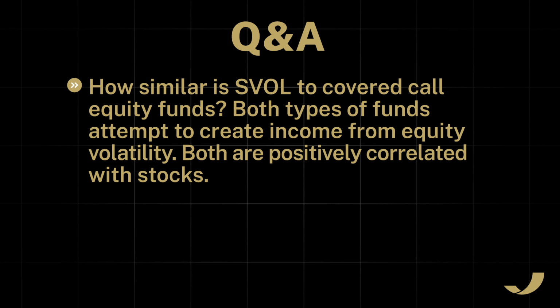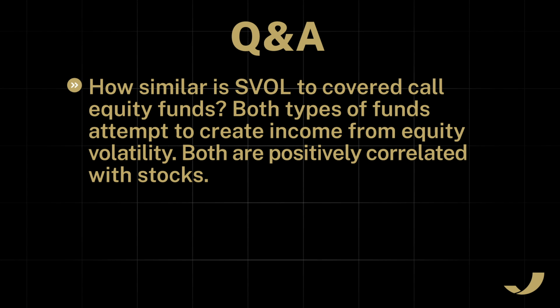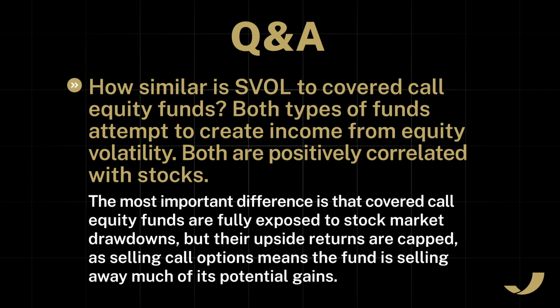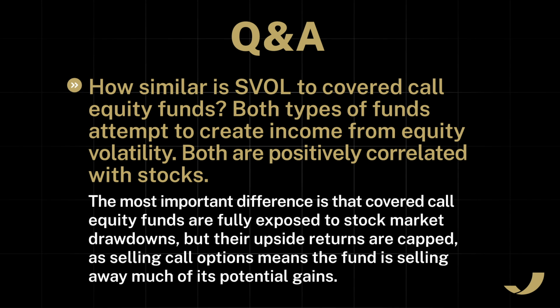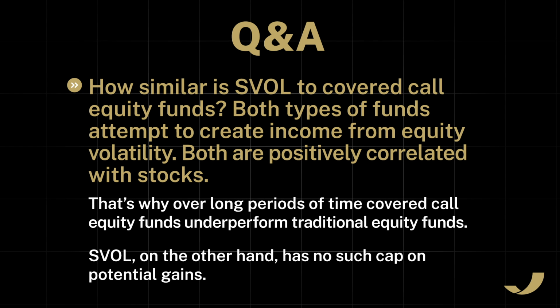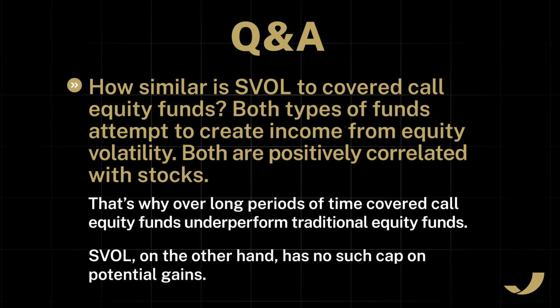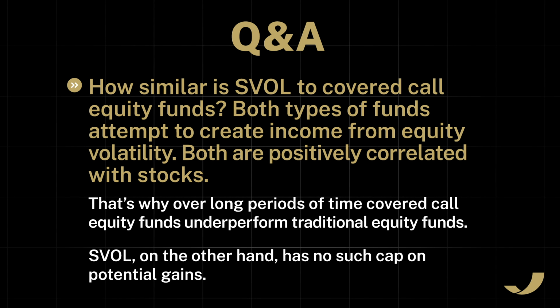How similar is SVOL to covered call equity funds? Both types of funds attempt to create income from equity volatility. Both are positively correlated with stocks. The most important difference is that covered call equity funds are fully exposed to stock market drawdowns, but their upside returns are capped, as selling call options means the fund is selling away much of its potential gains. That's why over long periods of time, covered call equity funds underperform traditional equity funds. SVOL, on the other hand, has no such cap on potential gains.